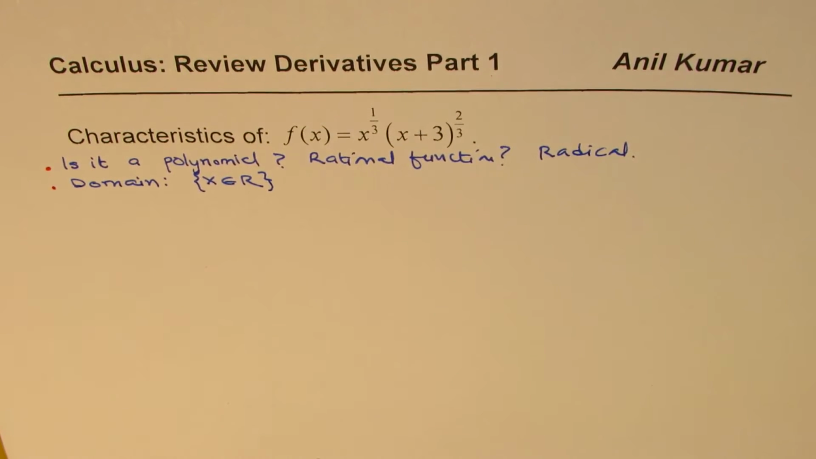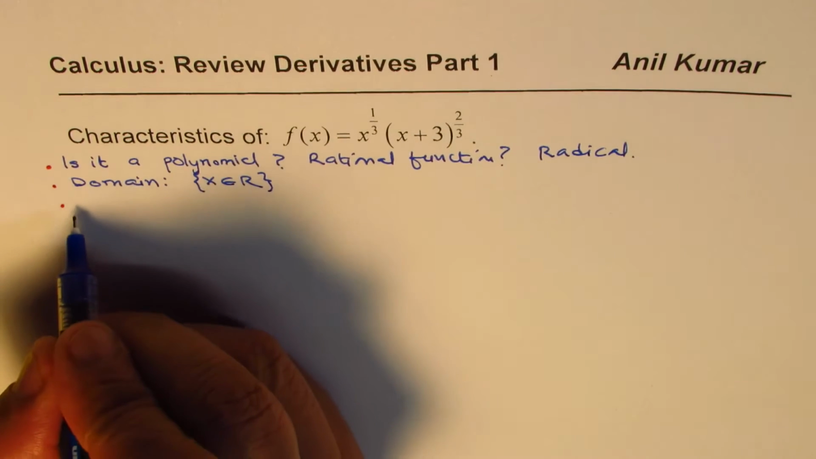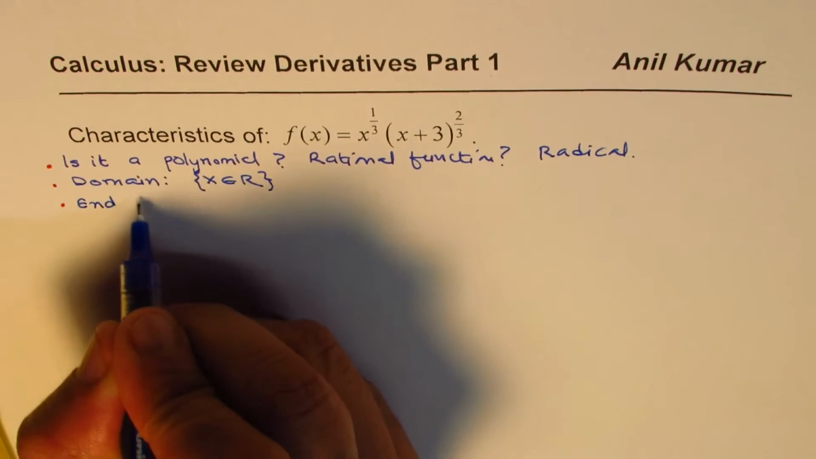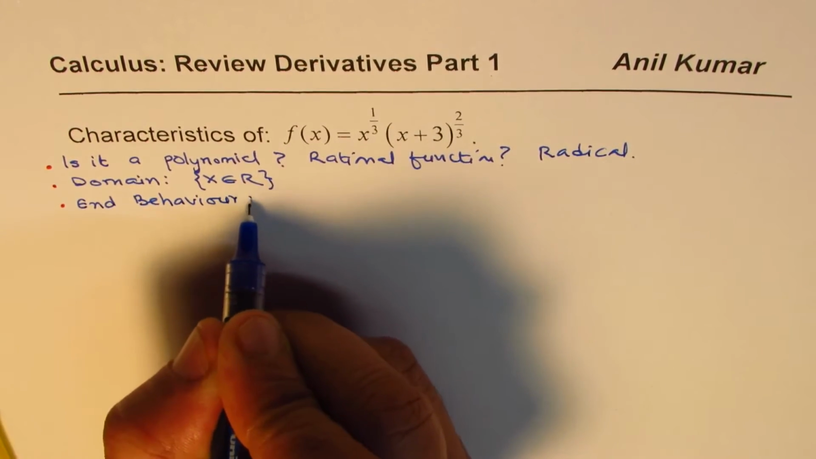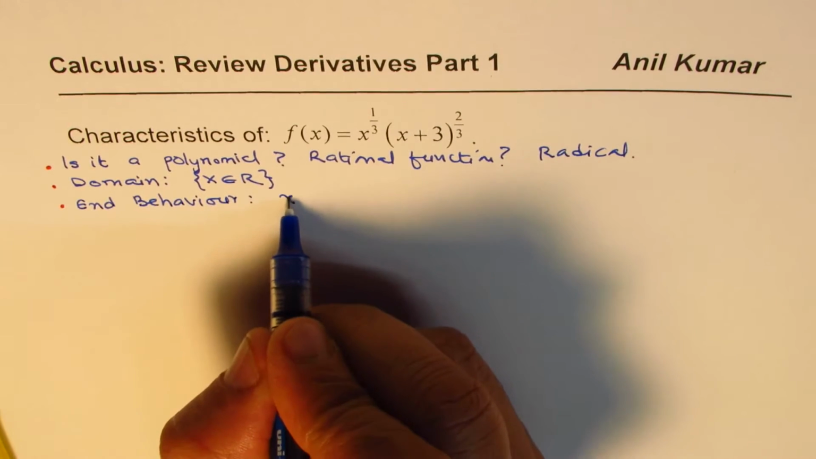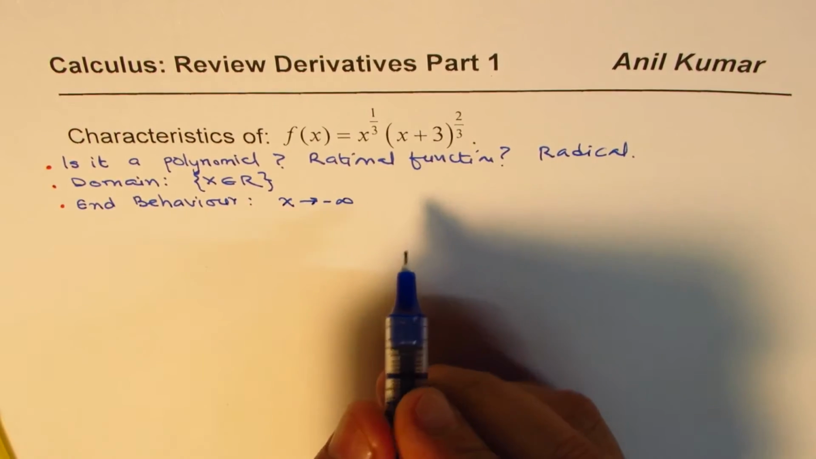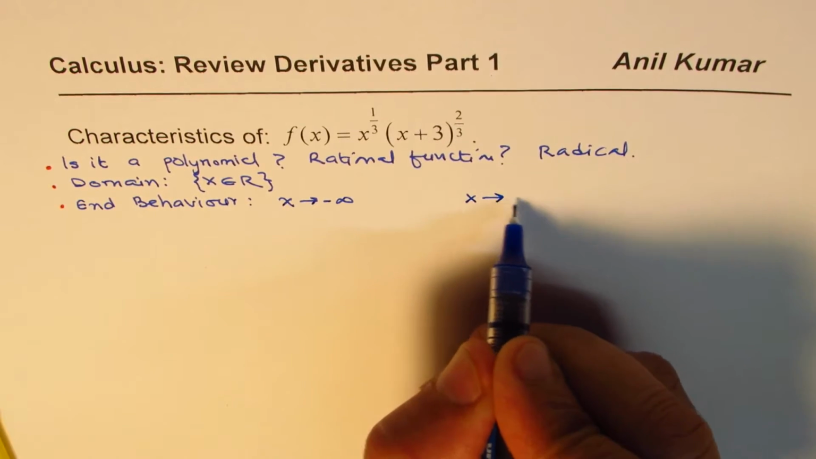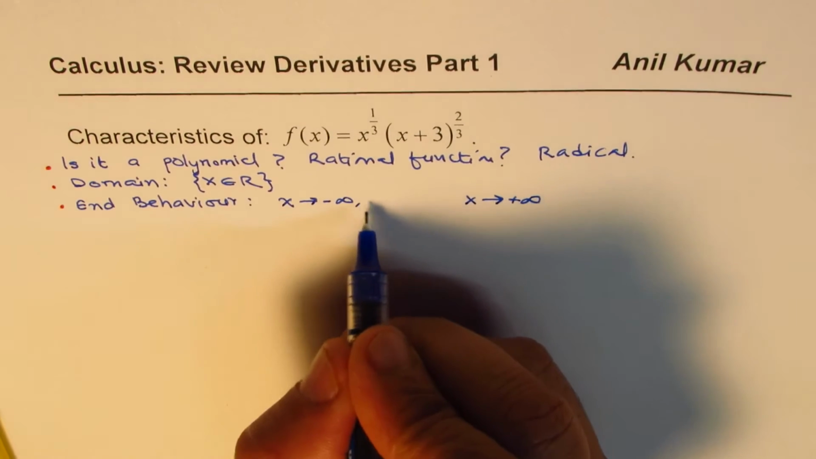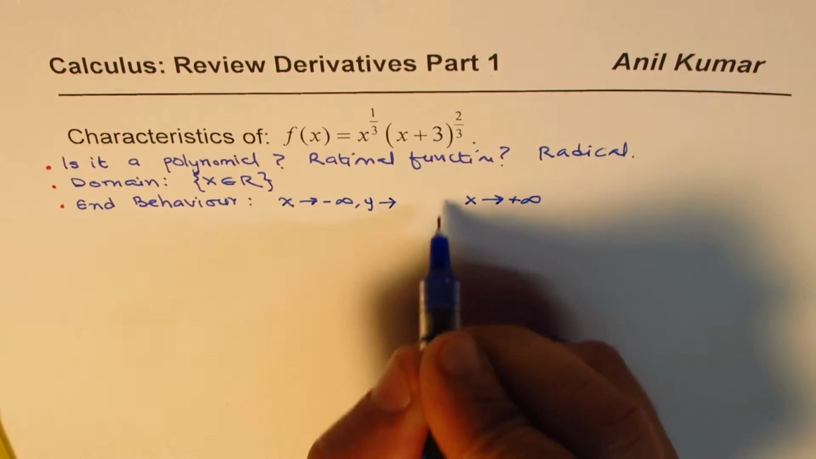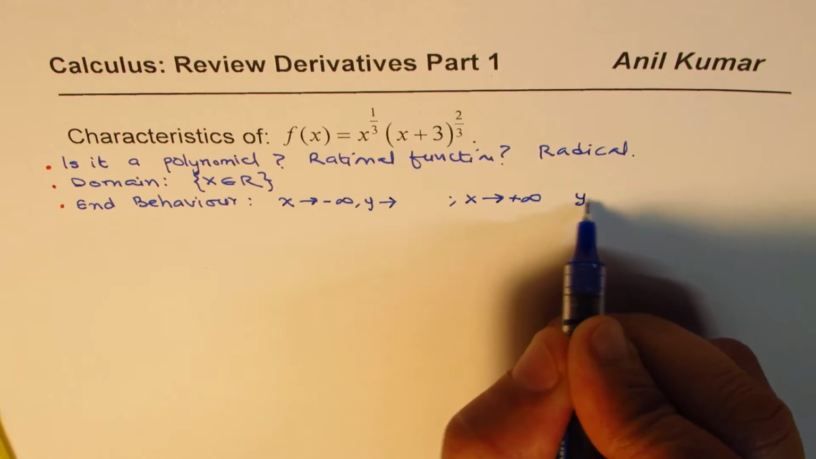The other important characteristic for this function will be end behavior. So let's write down what is end behavior. When I say end behavior, it really means if x approaches negative infinity, what happens to the y value? And if x approaches positive infinity, what happens to the y value?